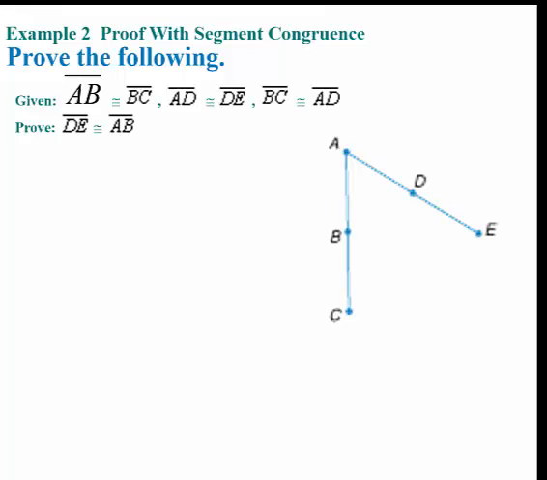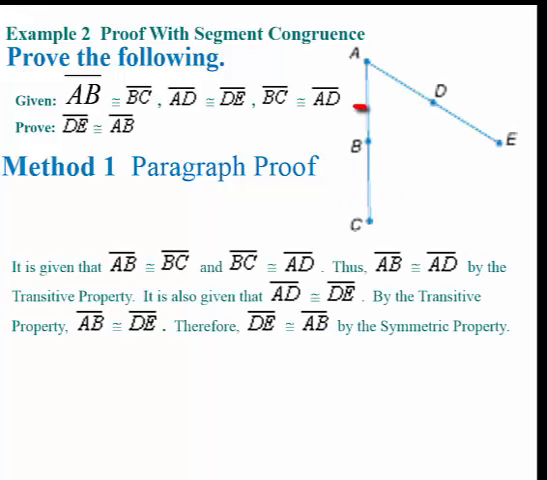Alright, the first method I'm going to use is the paragraph proof method. So it is given that line segment AB is congruent to line segment BC and line segment BC is congruent to line segment AD. Thus, line segment AB is congruent to line segment AD by the transitive property. It is also given that line segment AD is congruent to line segment DE. By the transitive property, line segment AB is congruent to line segment DE. Therefore, line segment DE is congruent to line segment AB by the symmetric property.